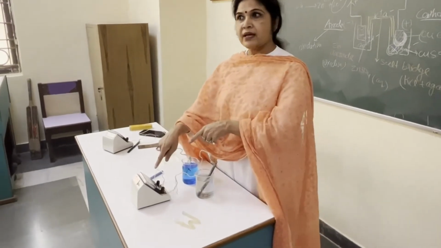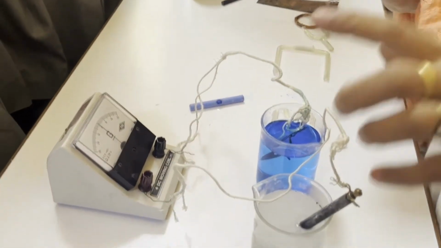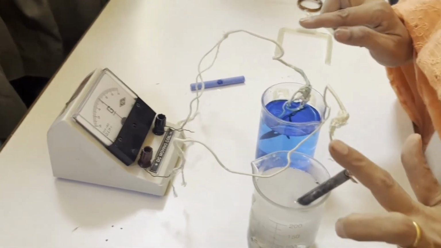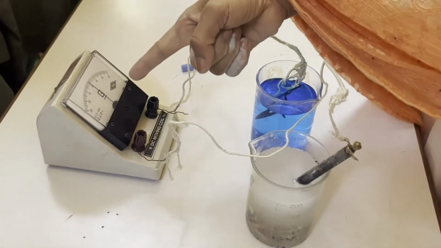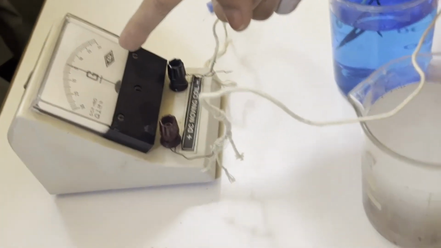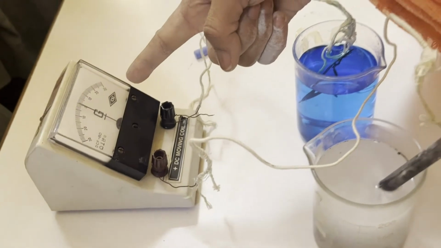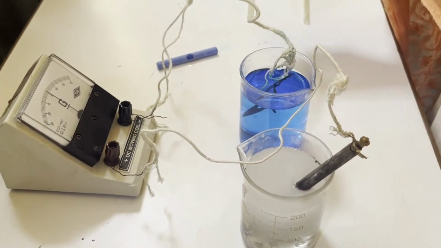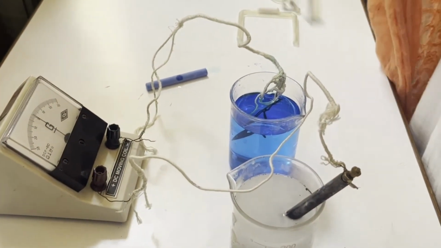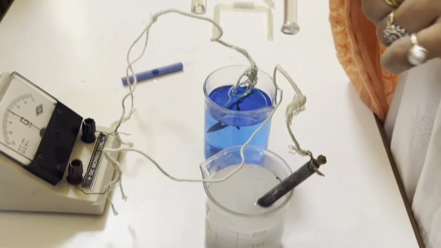You can see the galvanometer reading. Now you can see the circuit is still incomplete. So there is no deflection in the galvanometer. The reading is still 0. Yes or no? Yes, ma'am. So what do we have to put? Salt bridge. So this is salt bridge.